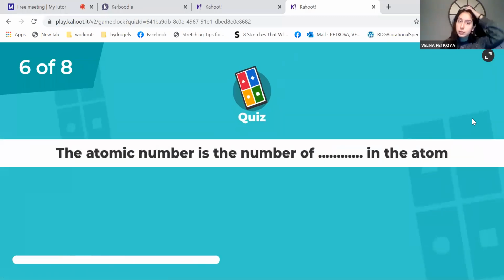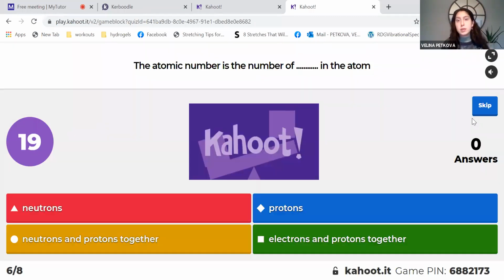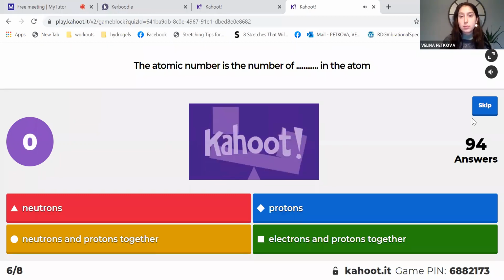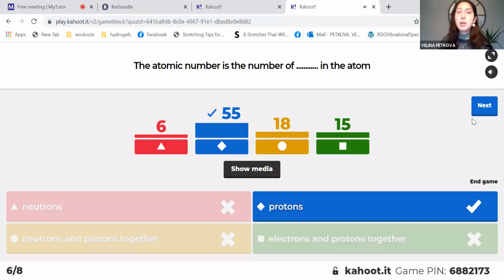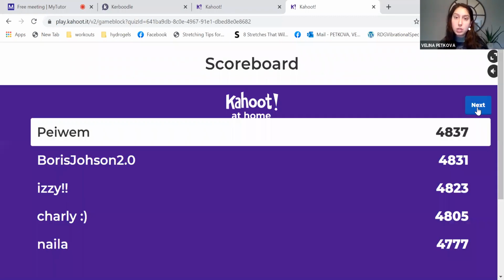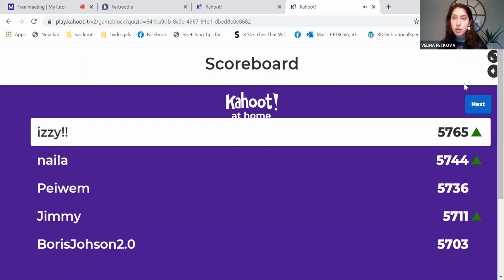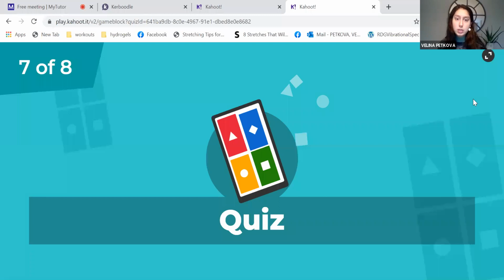So atomic number is the number of protons in the atom. Well done. So atomic number is the same as the proton number, so it's the number of protons in the atom, not the number of neutrons. So it's equal to the number of electrons, but it's not equal to the number of protons and electrons. Well done, Izzy. So last two questions then.